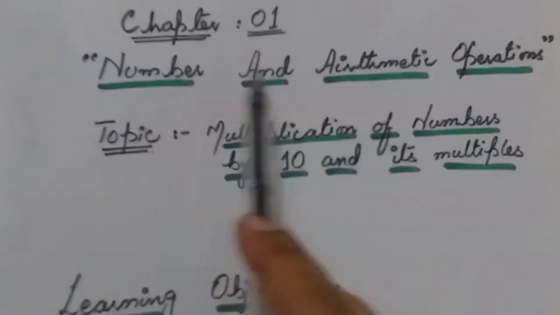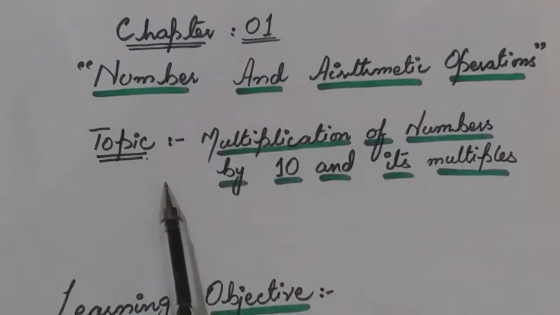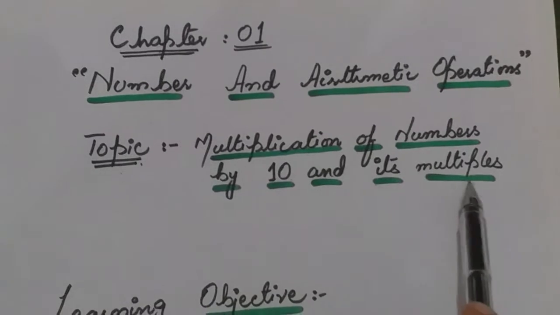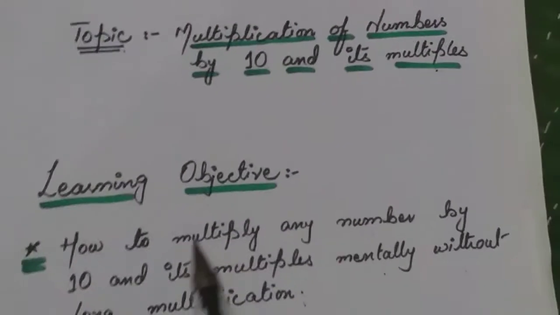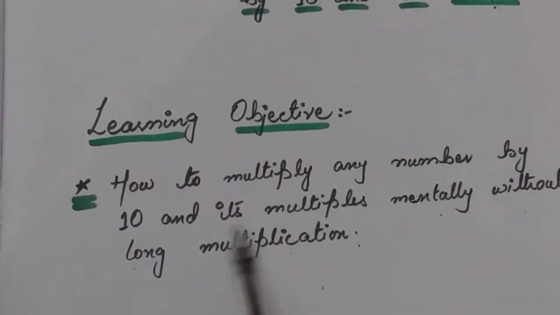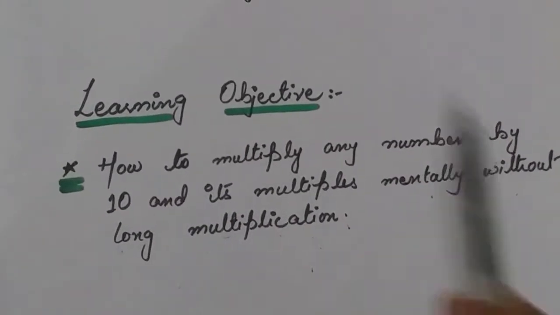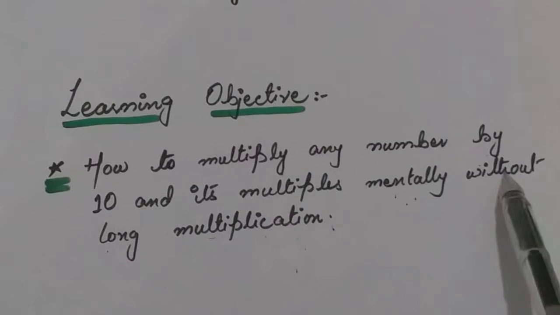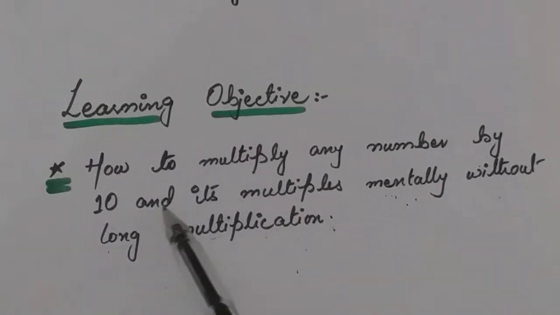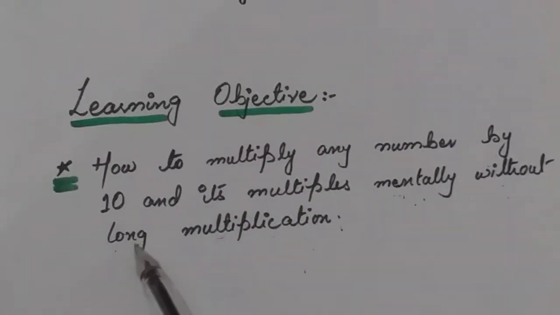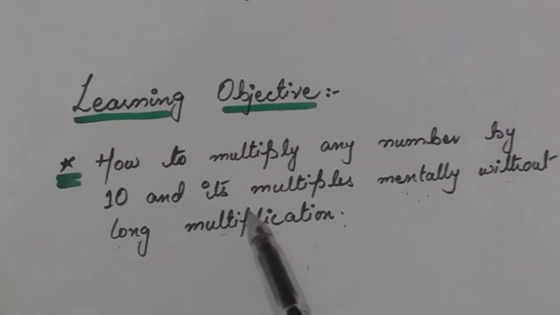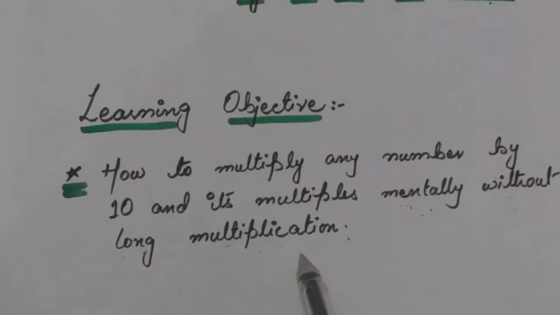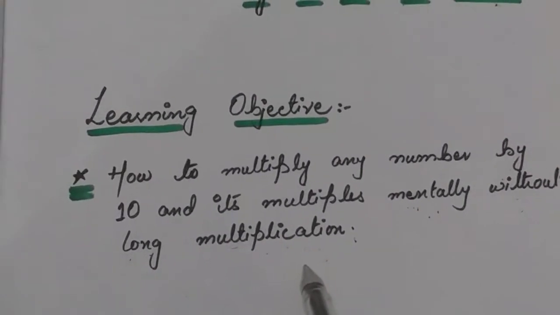Chapter number 1, number and arithmetic operations, and today our topic is multiplication of numbers by 10 and its multiples. This is the learning objective of this video, that is how to multiply any number by 10 and its multiples mentally, which means we will find out our product without doing long multiplication. So in this video you will learn how to multiply these examples or these questions without long multiplication.